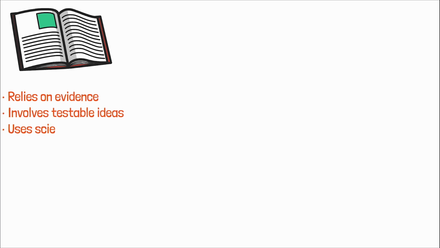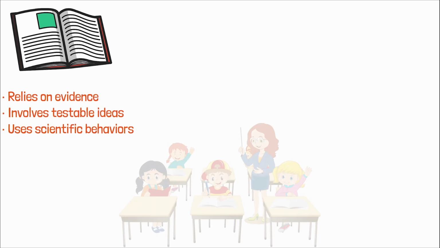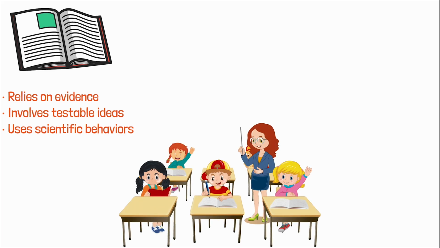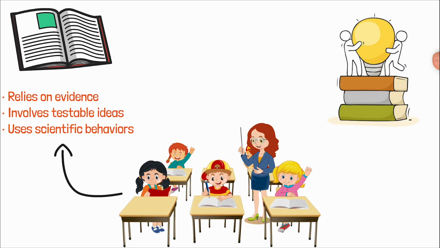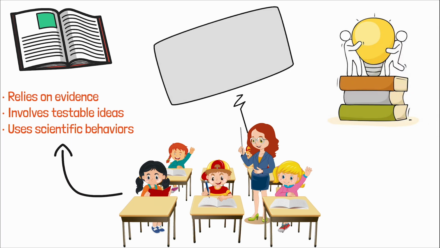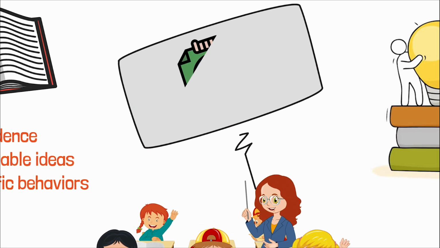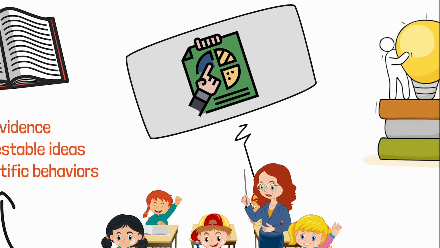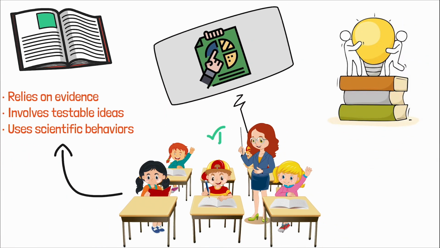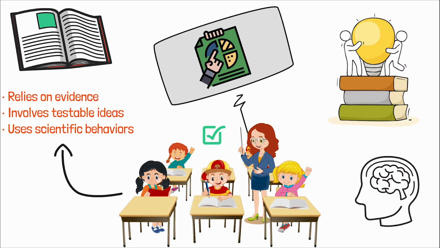A science lesson typically focuses on explaining the natural world, relies on evidence, involves testable ideas, and uses scientific behaviors. It incorporates questioning, investigating, and observing, aiming to make sense of these observations and using new knowledge to make and test predictions. The role of a science teacher is to help students develop progressively more sophisticated explanations of natural phenomena, guiding them to build on their existing knowledge and think critically about scientific concepts.